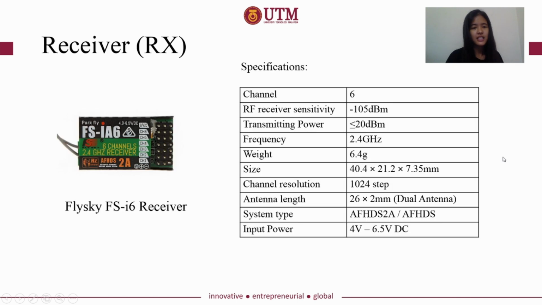Next is the receiver. We choose a FlySky FS-i6 receiver, and the specification is as shown on the slide. This receiver is chosen because it is the same brand as the transmitter, and it works well together and is able to establish good communication.